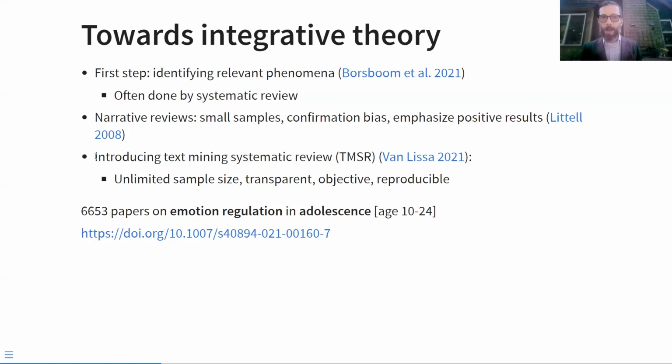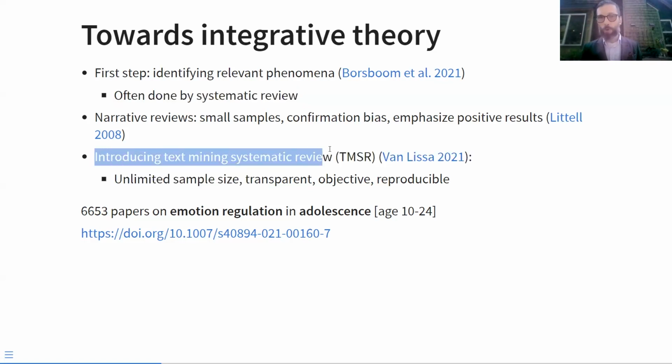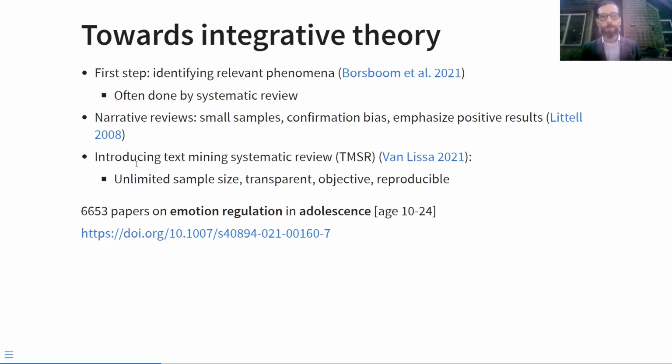So that's what I did. I developed very rudimentary text mining systematic review methods, which have the benefit that they can be applied to a very large sample of papers. And I curated a sample of about 6,500 papers on emotion regulation in adolescence.